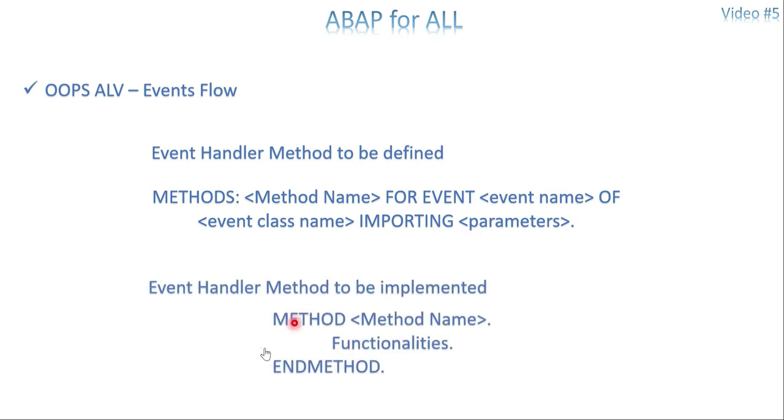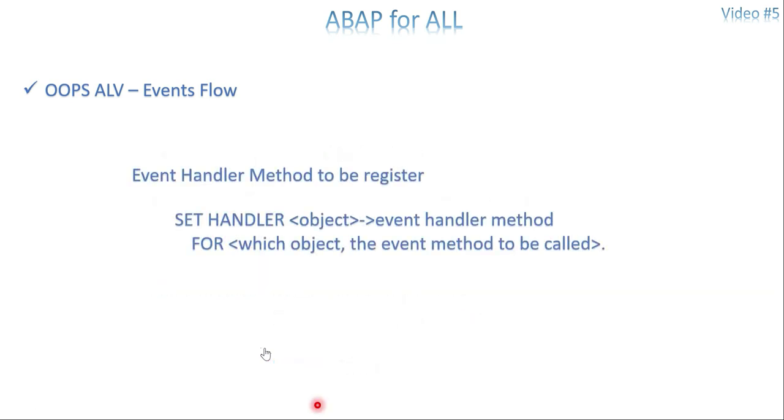Implementation is the same as a normal method: method name, functionalities, just write whatever you want, and ENDMETHOD. The final one is to be registered. So you have to write this SET HANDLER code with the help of the object and the event handler method. The event handler method is a simple method. So how do you call a method? You need an object. So for SET HANDLER, the object needs to be declared before this statement, a basic declaration. Then the object, single arrow, the event handler method, for an object or objects or for all the objects.